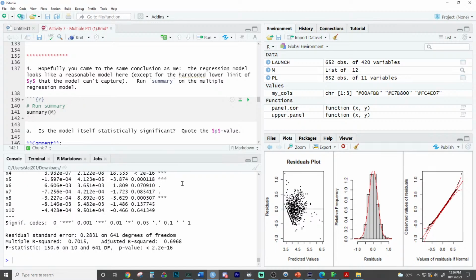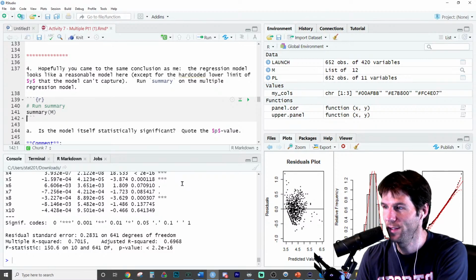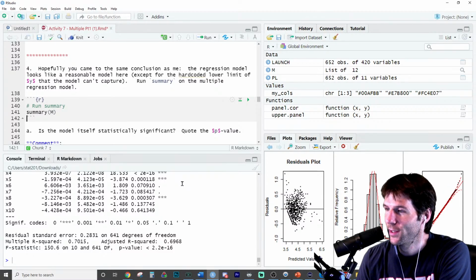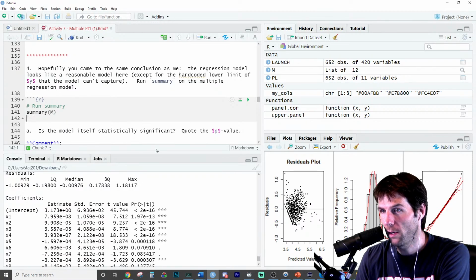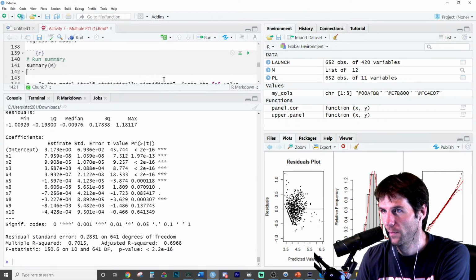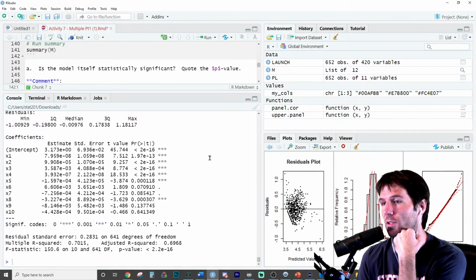I'd say it's iffy. My view on this one is that it's iffy. Linearity is where I have my most concerns. The normality of residuals was fine. The equal spread is fine, but I'm worried about linearity. Is the model statistically significant? Where do we look to know, is our model statistically significant?